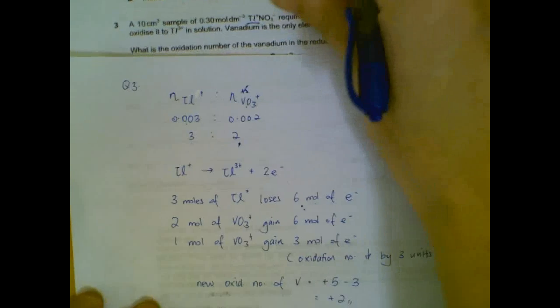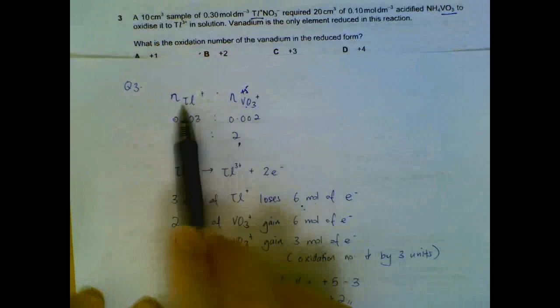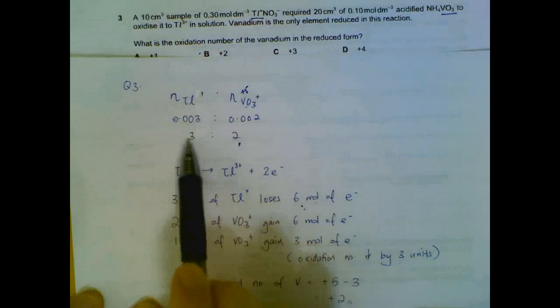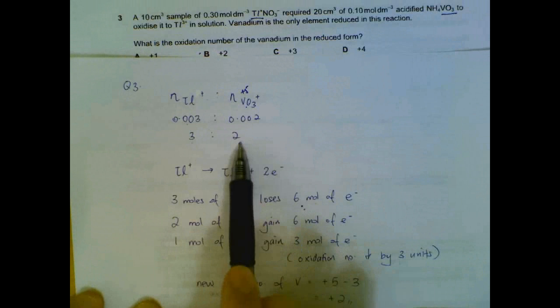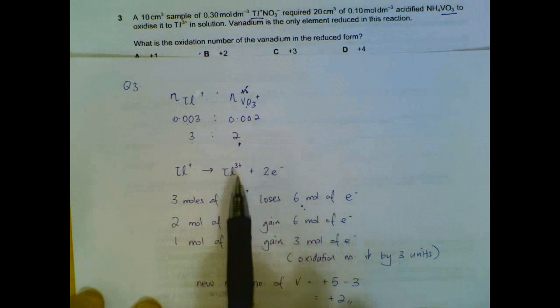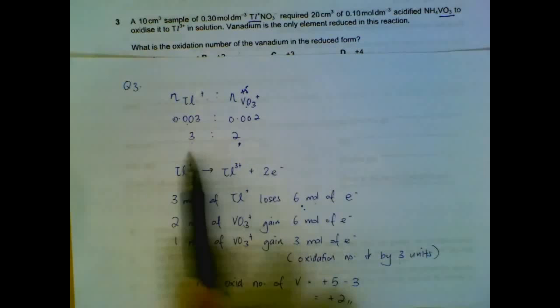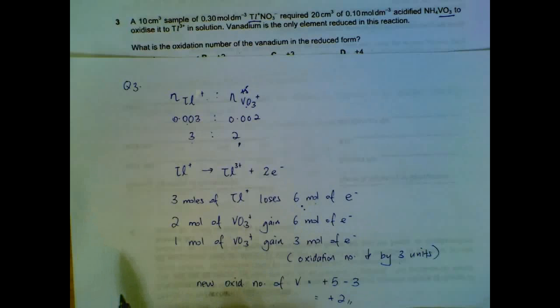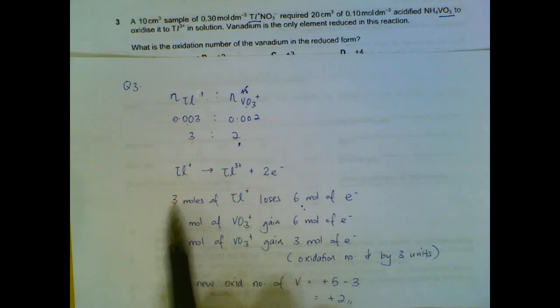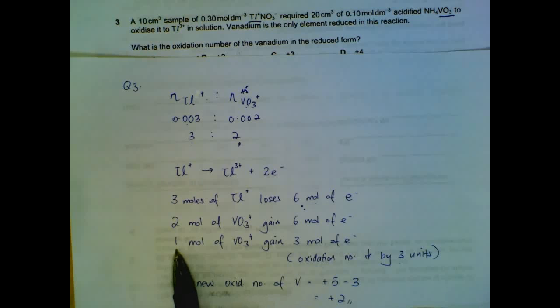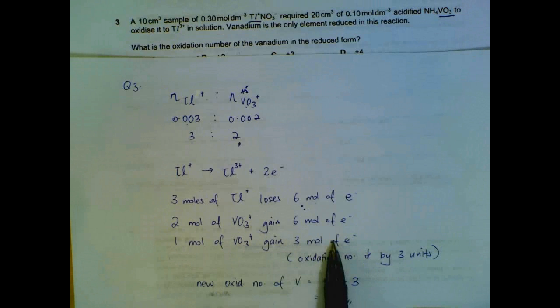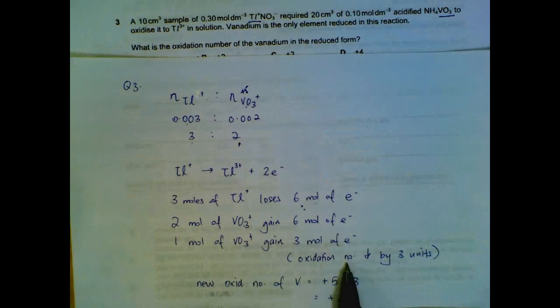So start off systematic, figure out the reacting species, figure out the ratio of the moles that they react with, find out how many electrons are transferred from one to the other using half equation, and then find out the other species whether it gains or loses a certain number of electrons. It will increase or decrease the oxidation number accordingly, and then you have your new oxidation number.